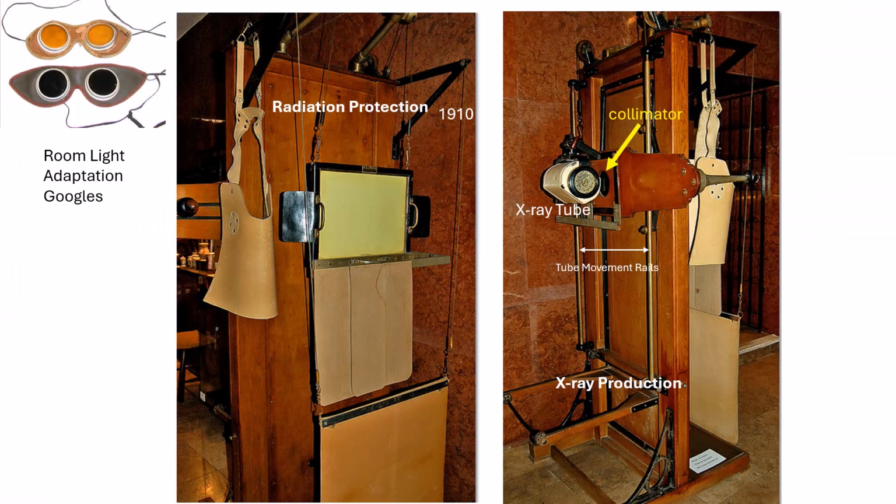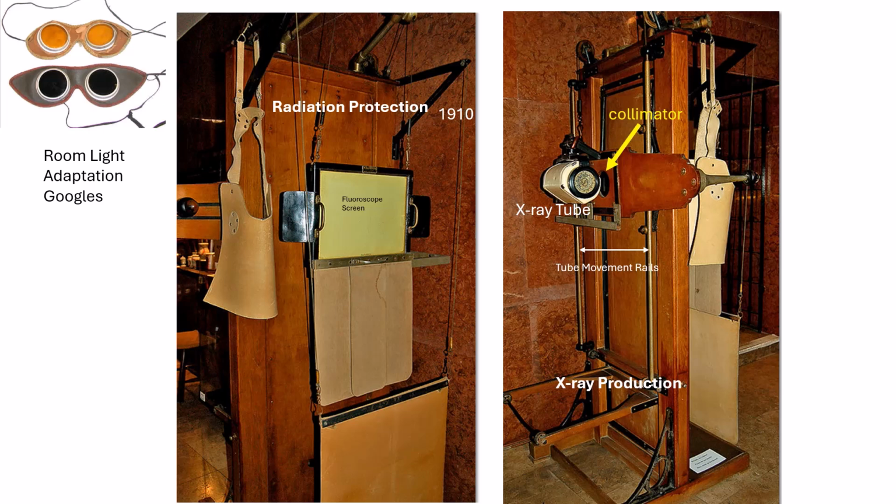Because the images were very, very dim on the fluoroscope without intensification, the radiologists had to adapt their eyes to the room light. So they used to wear red goggles at the time prior to the procedure so their eyes could adapt to the low light levels.